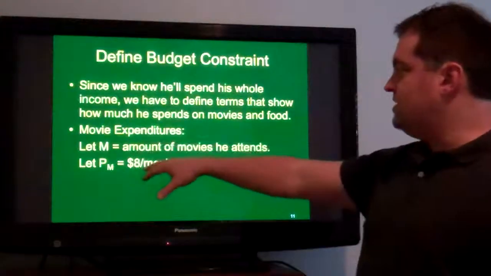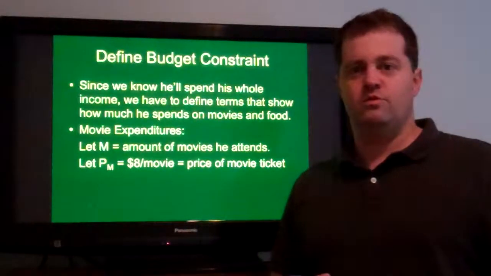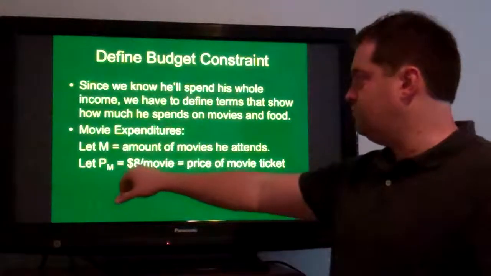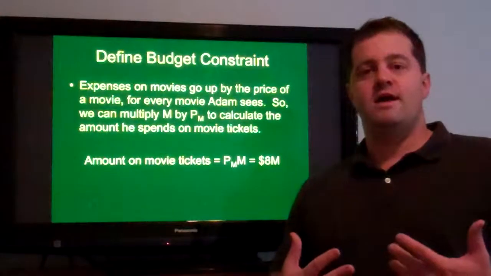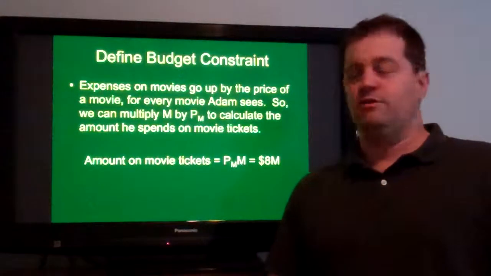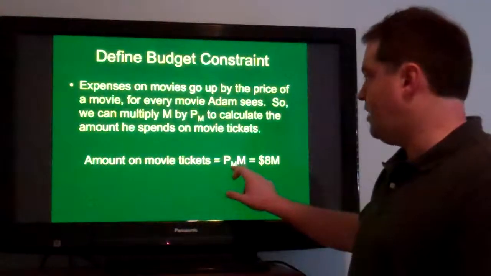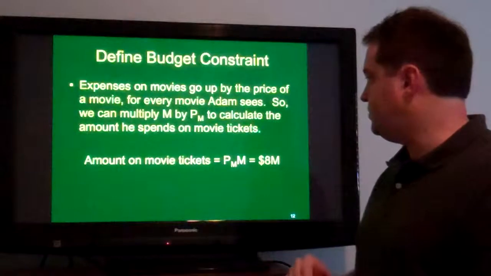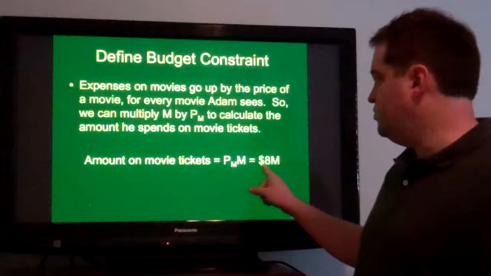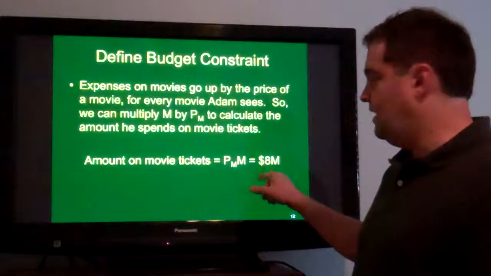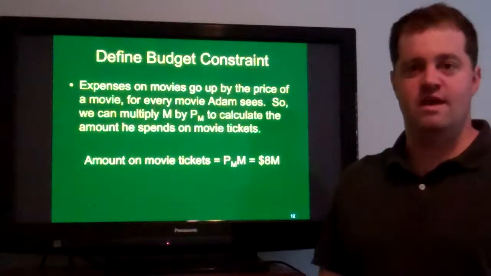So with regards to movie expenditures, we're going to say that M is the number of movies he chooses to attend. And the price of those movies, as I said earlier, is $8 per movie. We want a term that tells us how much he's going to spend on movies. That's just the product of the price of movies multiplied by M, the number of movies he attends. Because the price of a movie is $8 per ticket, the amount he's going to spend on movie tickets is $8 times M.